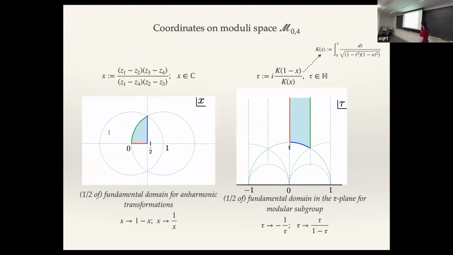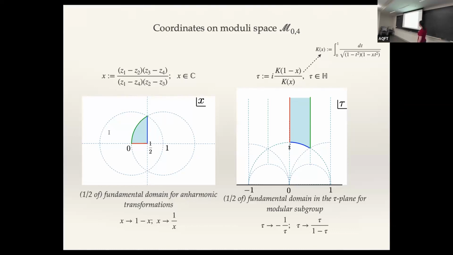But I also want to briefly present two other coordinate systems that will be used for our analysis. Here on the left-hand side, I've drawn a picture of the cross ratio plane. This is just a complex plane where the coordinate in the complex plane is this cross ratio x. There's an action of a group of anharmonic transformations on the cross ratio, which divides this plane into 6 fundamental domains. Here I've shaded half of one of the fundamental domains for this group of transformations. And it's this shaded region that we're going to solve Laplace's equation on eventually with a choice of boundary conditions for each of these sides.